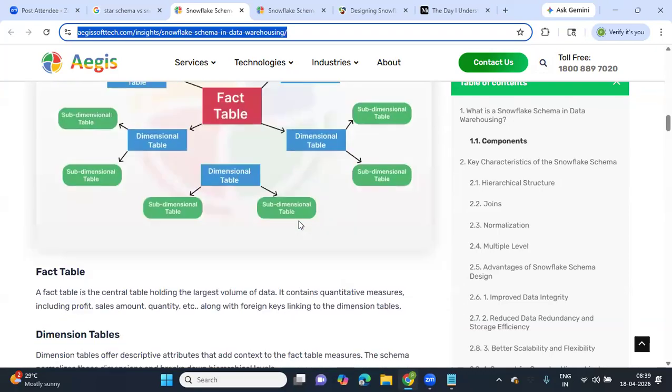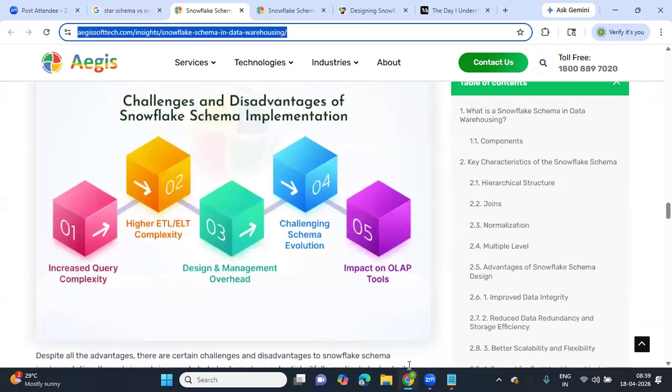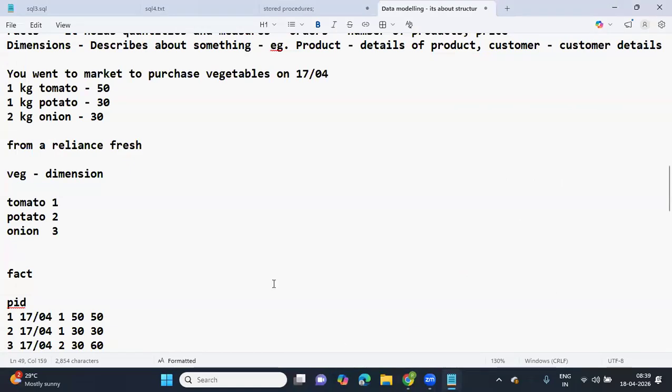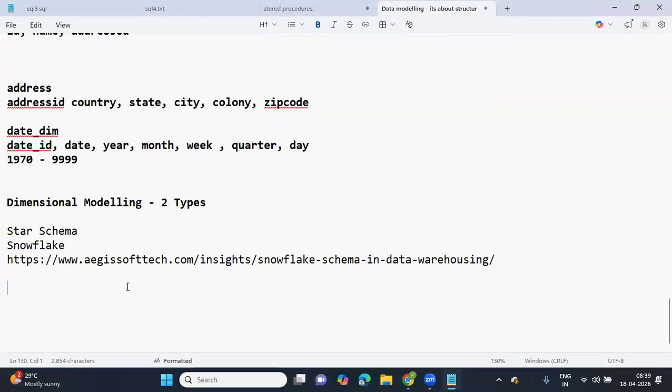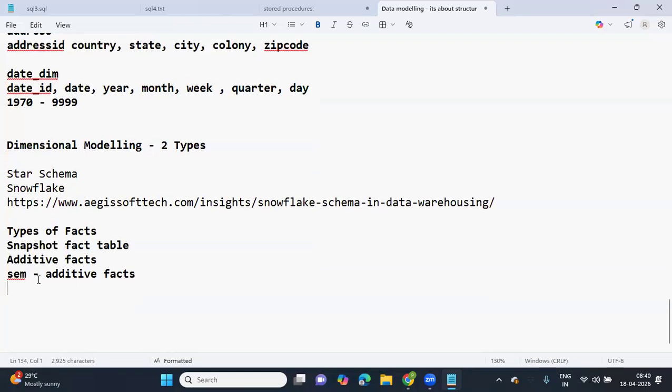Now we are left with types of facts and dimensions. First let's see the types of facts. It's a quick one. There is the snapshot fact table, and we have additive facts, semi-additive facts. You need not really bother about these types of facts, but just have an idea.